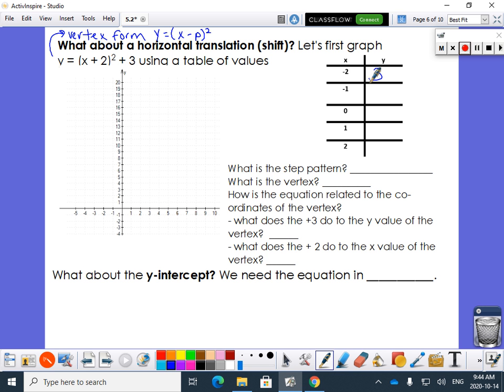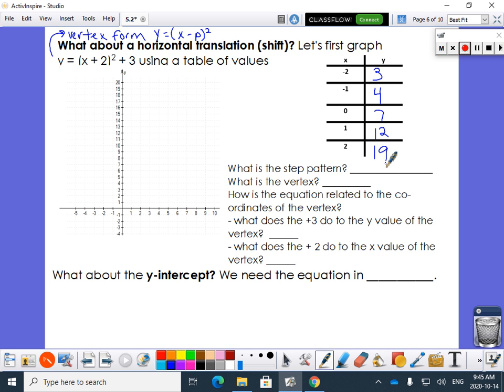-1 plus 2 is 1. 1 squared is 1 times 1 plus 3 is 4. Good. Okay, so we're okay with how I'm filling this in. Okay, so now let's graph this.